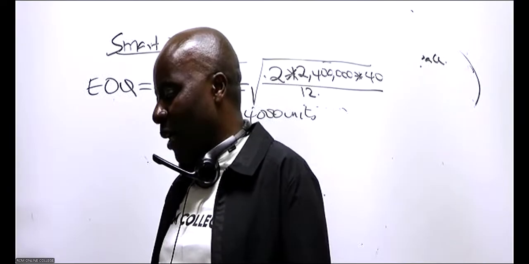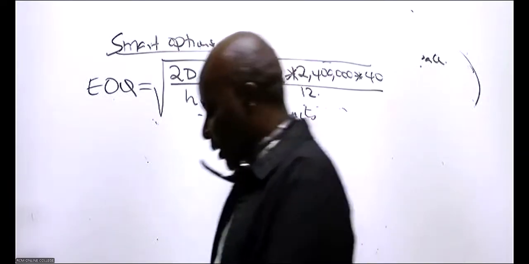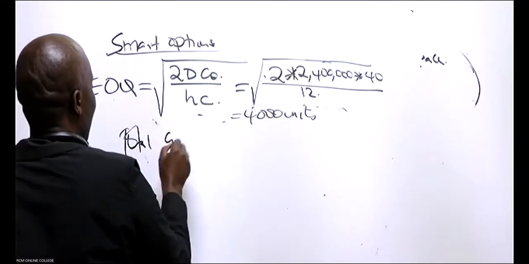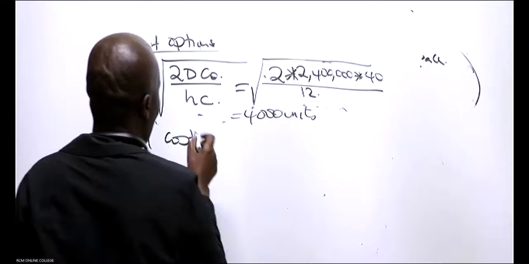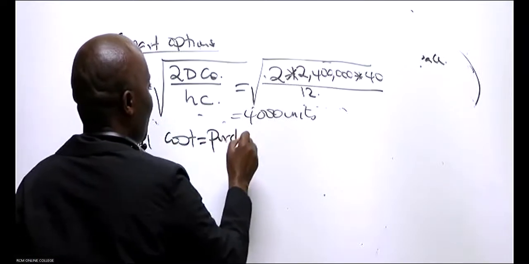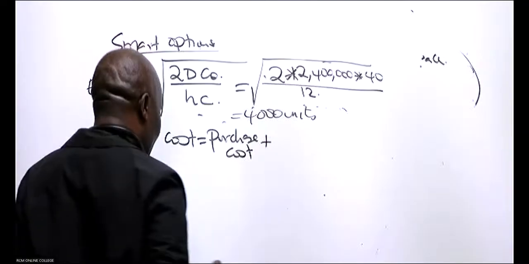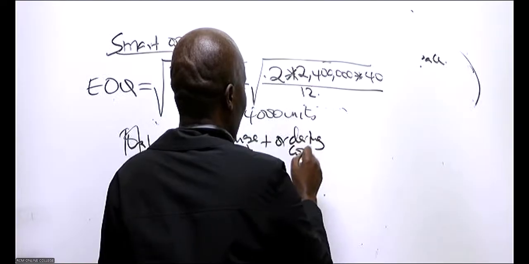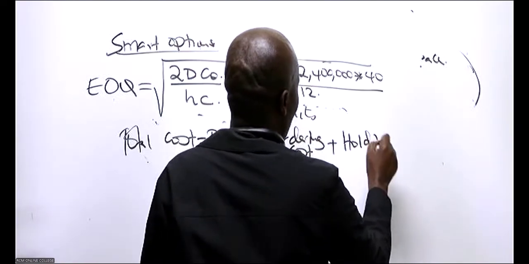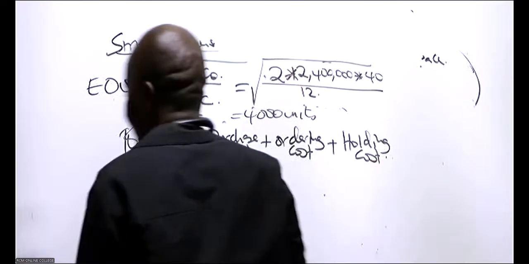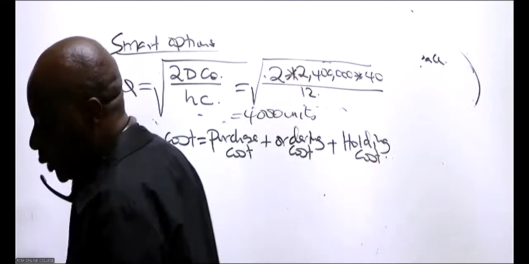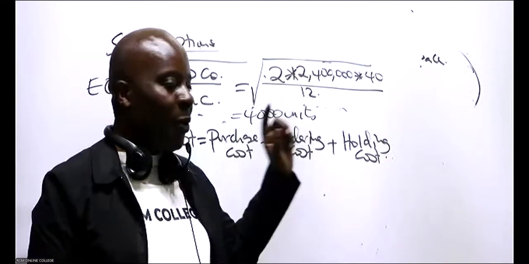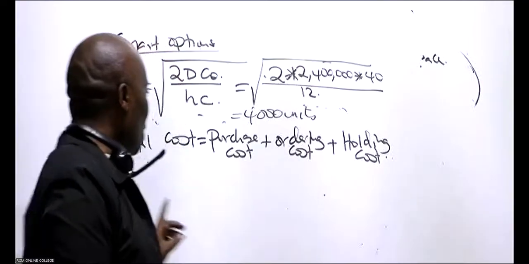KJ, Miss Wambua, great. So then the examiner will ask you for total cost. How do we get this total cost? This total cost will be the purchase cost plus ordering cost plus holding cost. Anytime they ask you for total cost, not total relevant cost. When they say relevant, they want only these two, ordering and holding. I'll be able to explain that. But here they want total cost.